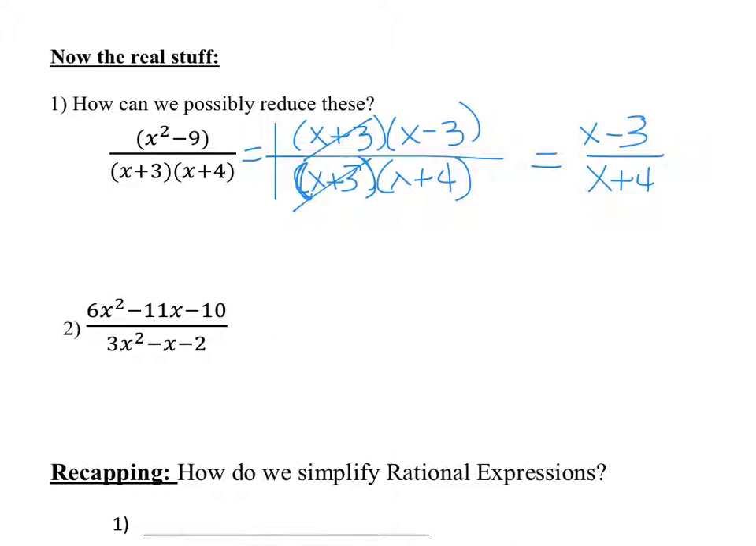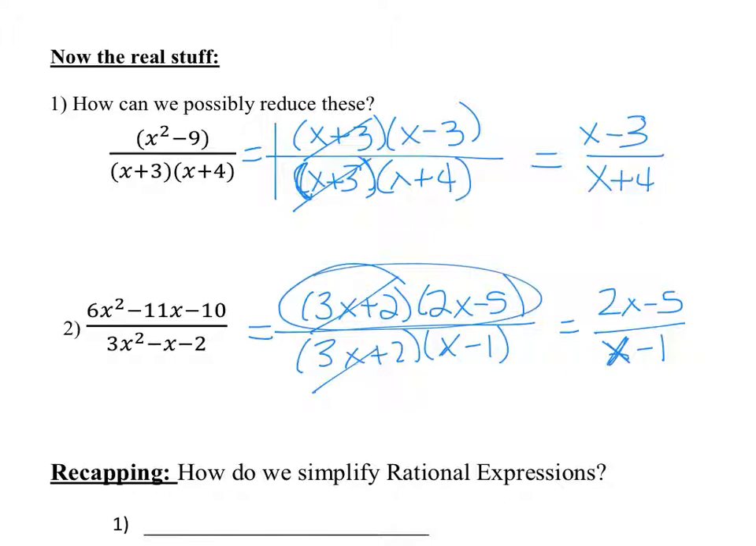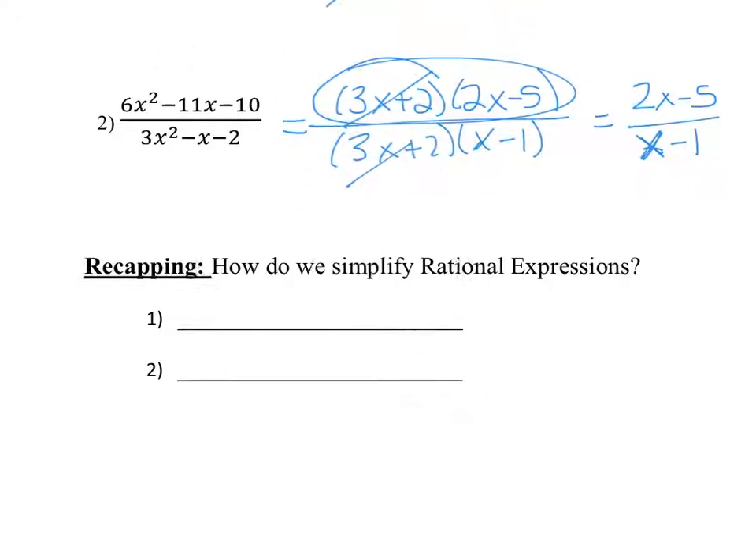So this one, we're going to factor the top, factor the bottom. Now remember, you should know how to factor this. So that's that factored. And then the bottom, 3x plus 2, x minus 1. And you'll notice that 3x plus 2 is a factor for both of them, and you're left with 2x minus 5 over x minus 1. You need review on how to factor things like that? Come see me after school.